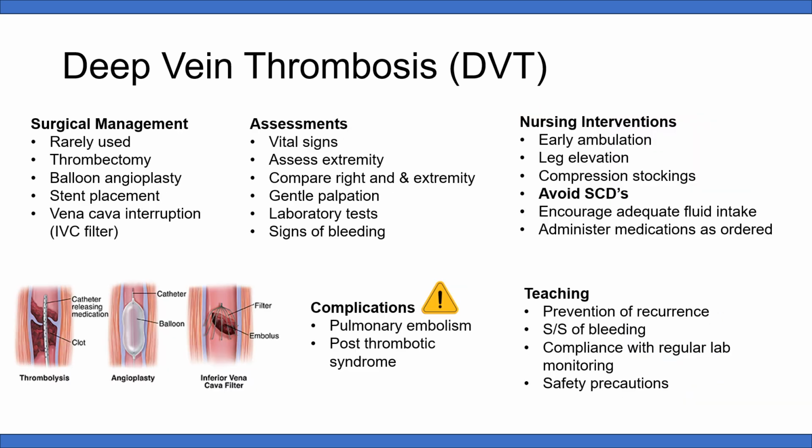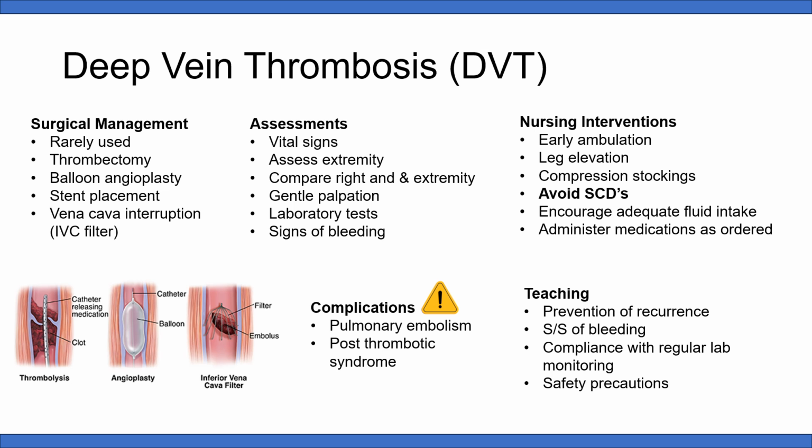So surgical management, so that's rarely used. This includes thrombectomy, balloon angioplasty, or stent placements. Patients can also have something called an IVC filter placed in the vena cava that is like a mesh that will catch blood clots if they make it up that far.